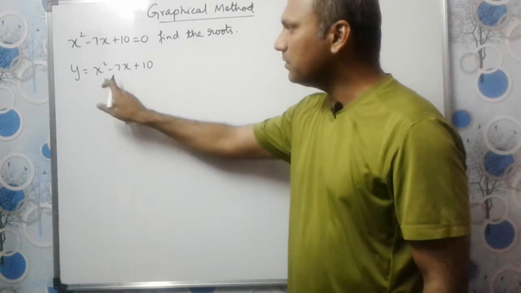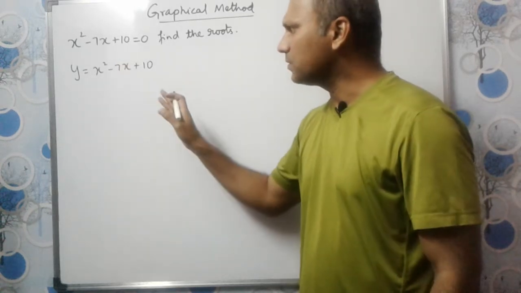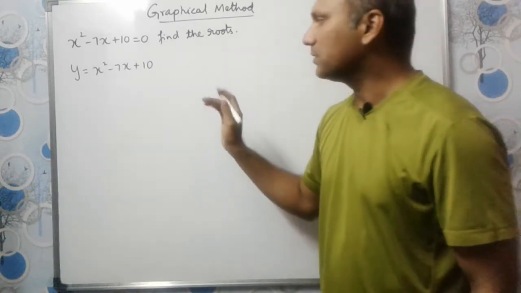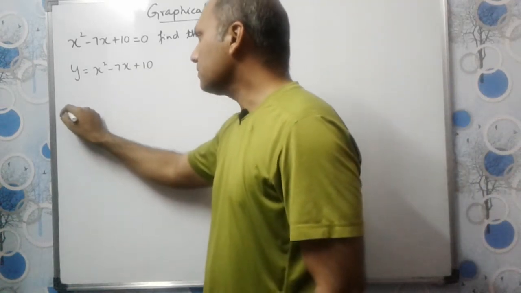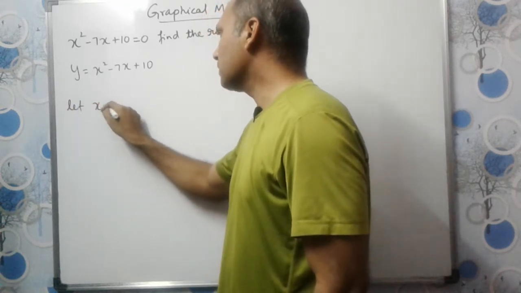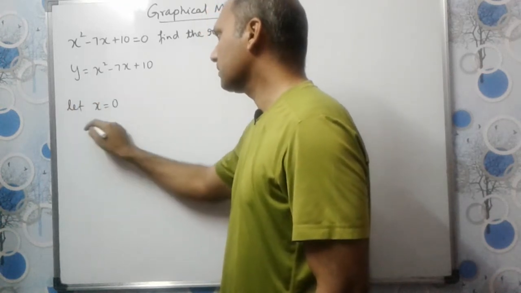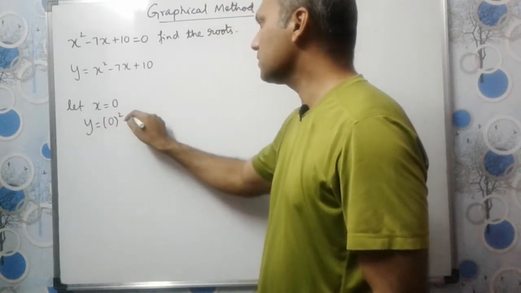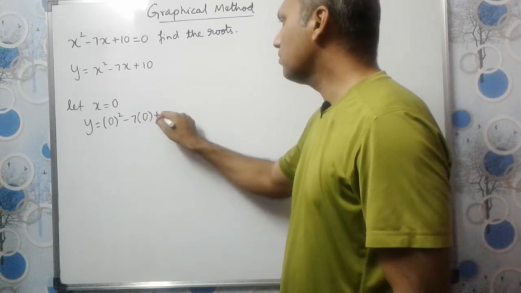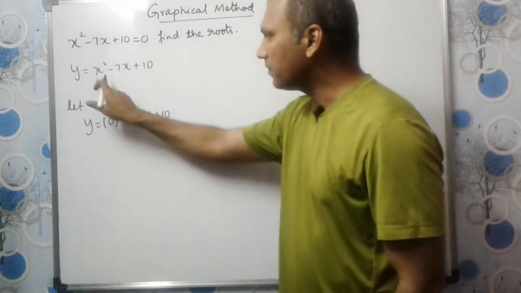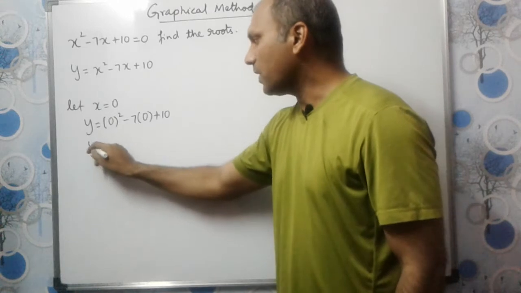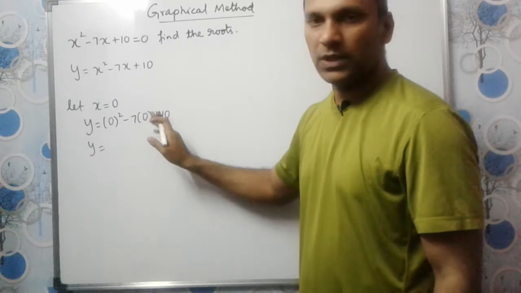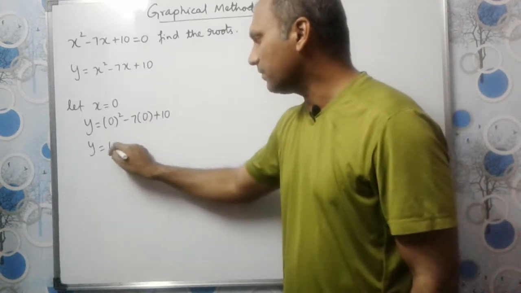Now we should substitute different values of x, like x is equal to 0, 2, 3, 1, and negative values. It is up to us. So let us substitute x is equal to 0 first. So y will be equal to how much? In place of x we should write 0. So this is 0 square minus 7 into 0 plus 10. So y will be equal to 0 square is 0, 7 zeros is 0. So 0 minus 0 will give us 0. What will be left? 10 will be left.